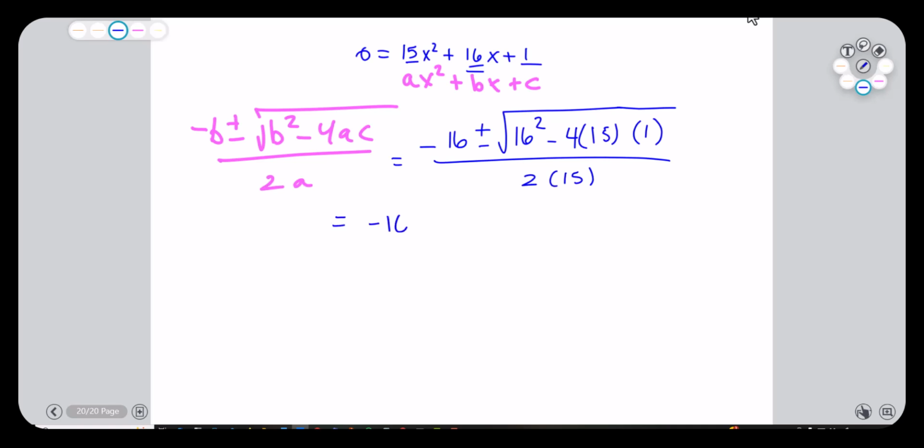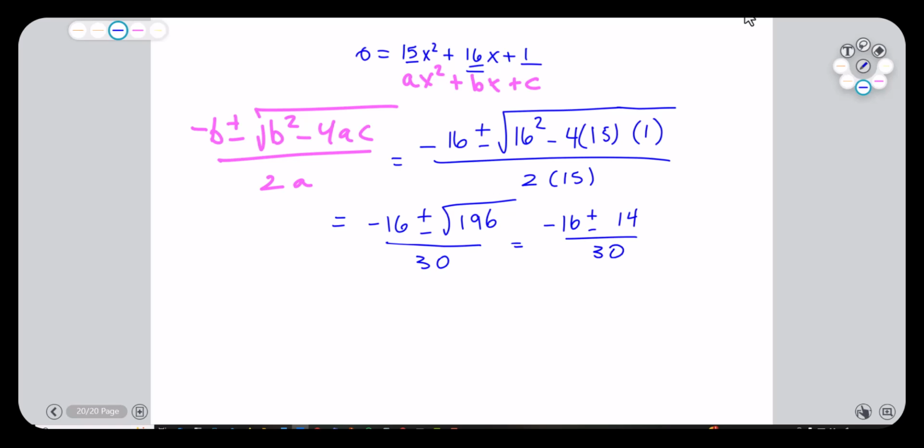And from here, I would pick up a calculator and say 16 squared minus 4 times 15 times 1 is, ooh, how nice, 196. You'll see why I said how nice. 196, and of course this is 30. You know why I said how nice? Do you know what 14 times 14 is? So that's minus 16 plus or minus 14, because the square root of 196 is 14, because 14 times 14 is 196, divided by 30.